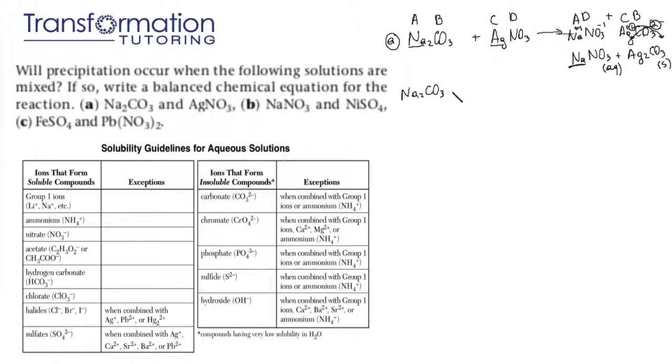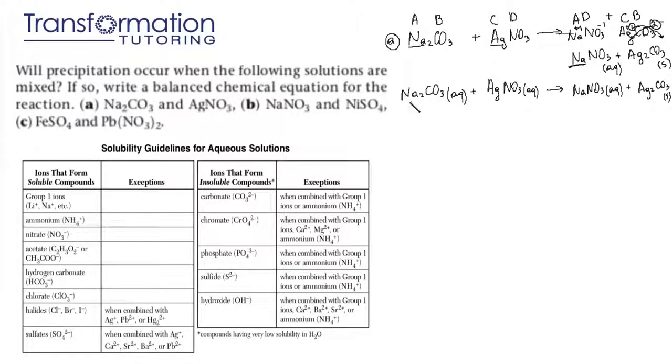Na2CO3 was our reactant, and again we always start with aqueous reactants dissolved in water. AgNO3, also aqueous, and it produces NaNO3, just like we figured out, aqueous, plus Ag2CO3, and this is solid. Now we're going to go ahead and balance the equation.